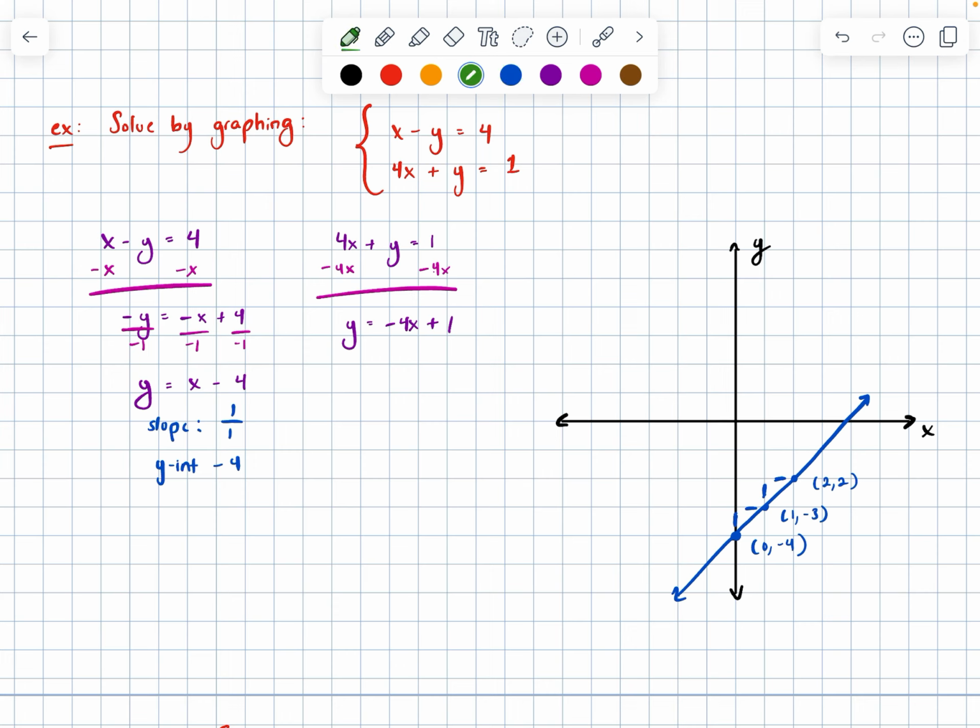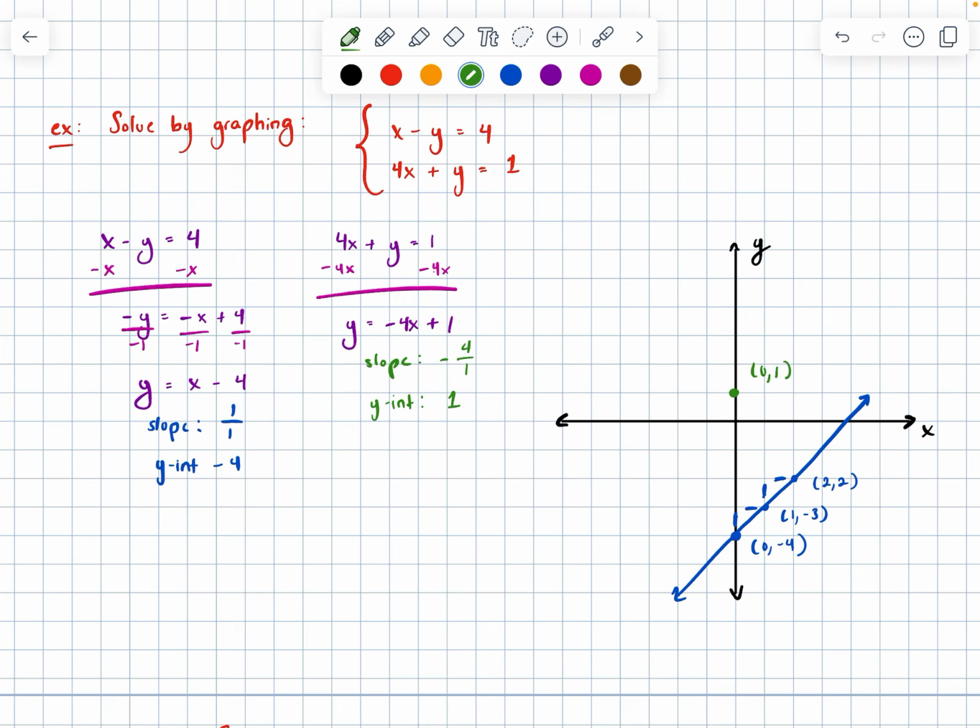I've got y equals negative 4x plus 1. Again, I'm in slope-intercept form. So the coefficient of x, which is negative 4, which I'll choose to write as 4 over 1 because I want to use my slope to find some points. And my y-intercept is 1. So on my y-axis, I'm going to count up to 1 over here. So here's the point 0, comma 1.